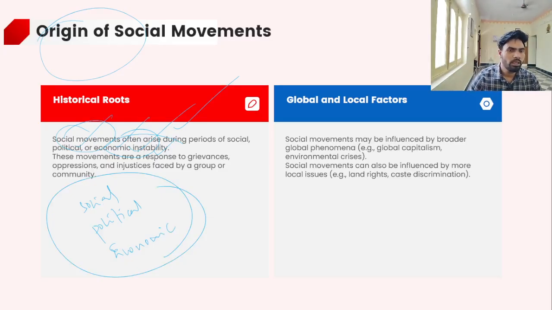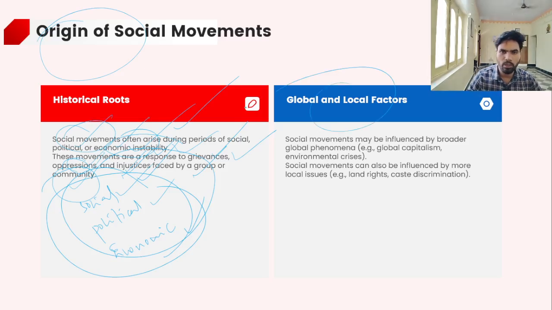These movements are a response to grievances, oppressions, and injustices faced by a group or a community. Several examples are there, maybe the anti-liquor movement or any movement you take. They have their origin in one or more of these aspects. The problems are there, and people are experiencing oppression, or they have several grievances or injustices by a particular group or community. So in these aspects, the roots of social movements lie.